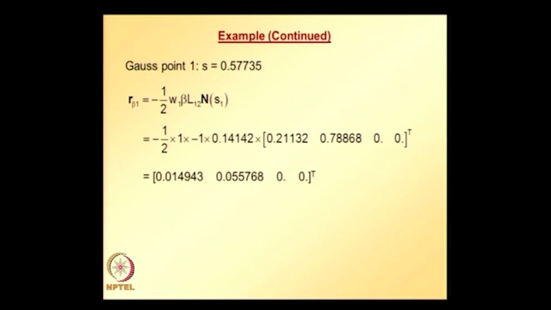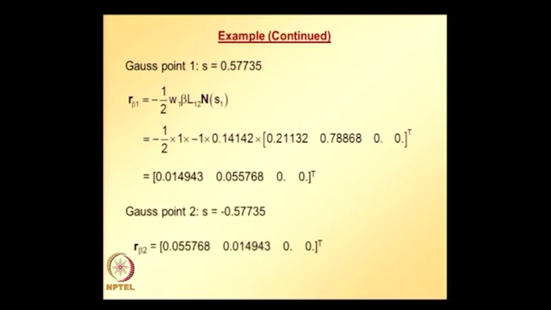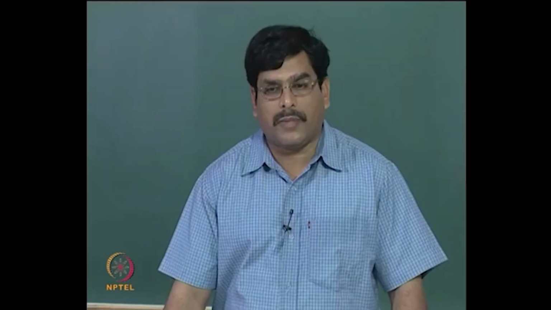So, this is the contribution from the first integration point to the vector r beta. A similar operation we need to repeat at the second integration point, and we get the contribution from the second integration point to the integral r beta, and finally when we sum we get the r beta vector. So, this is how we can evaluate boundary integrals, whether it is k alpha or r beta.